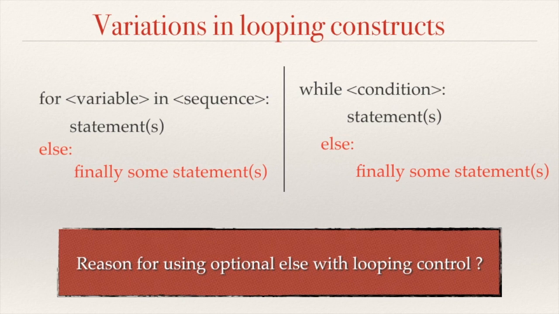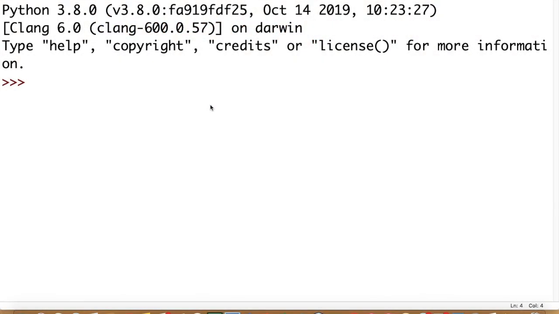Let us first see the flow of execution of looping constructs with the optional else part with the help of an example code, and then we will understand its benefits by observing a use case exercise example where else makes the coding simple. In this example, we'll see the effect of adding an optional else part in for and while loops. So let us begin by creating a new file program.